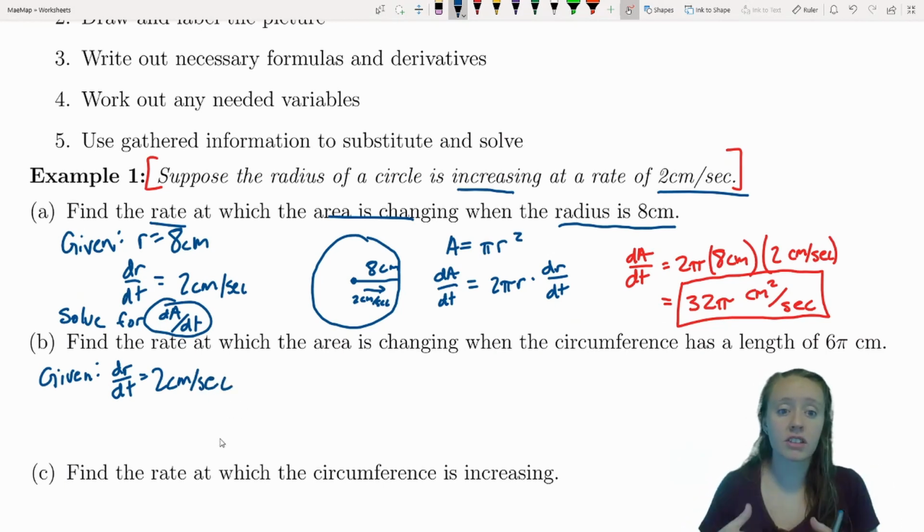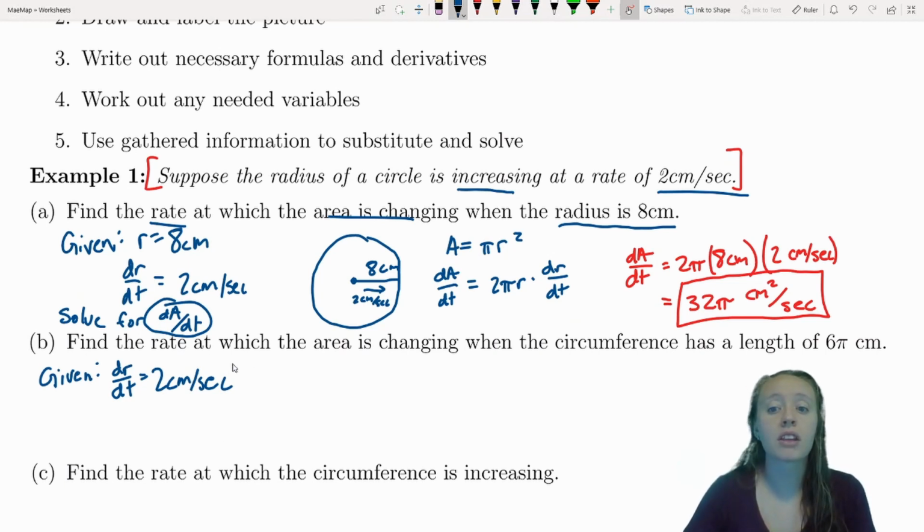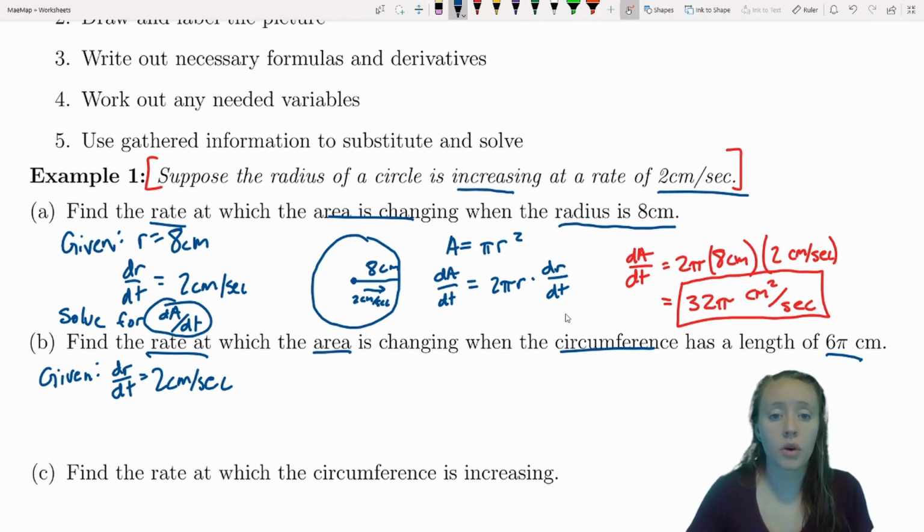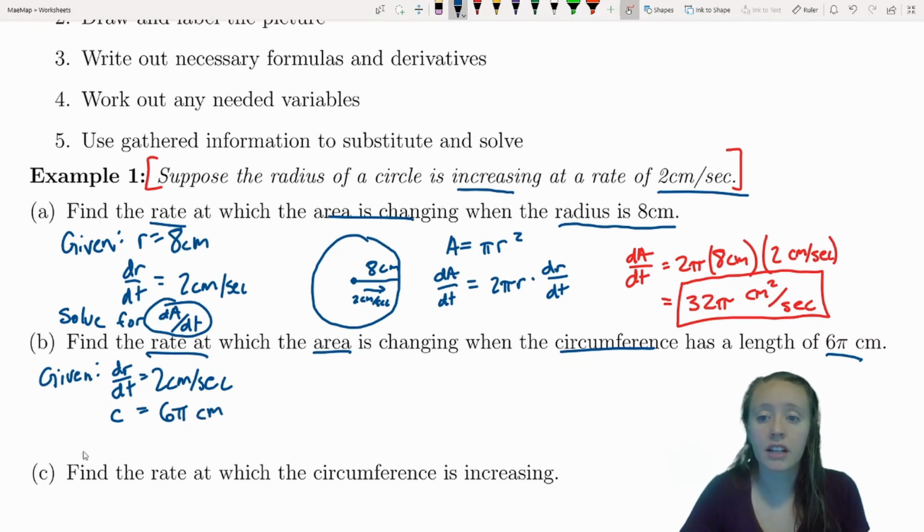Now let's read the rest of our prompt. It says in part B to find the rate at which the area is changing. So again, I'm going to be finding that dA dt when the circumference has a length of 6 pi centimeters. So this is a little different. Now we're talking about circumference. So I'll label circumference in this case as C. So I know that my circumference C is equal to 6 pi centimeters. And what I'm trying to solve for, my unknown, I'm solving for still that dA dt.